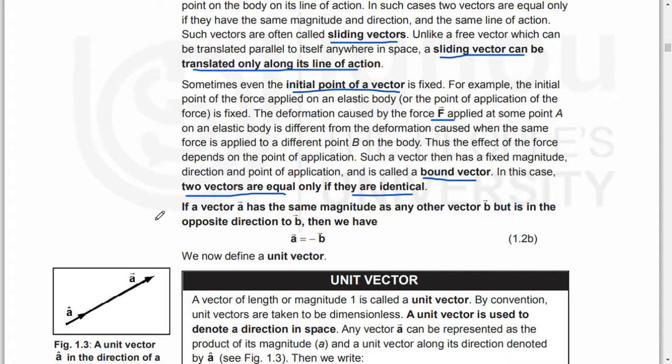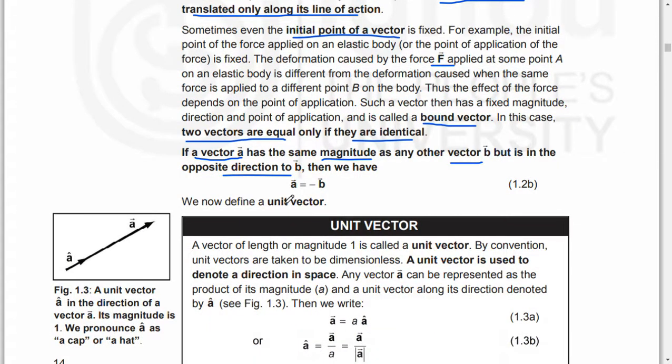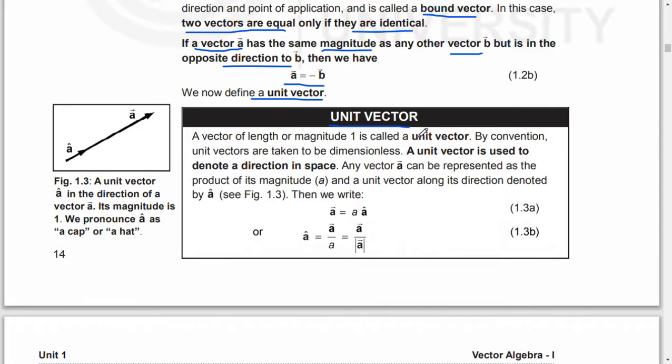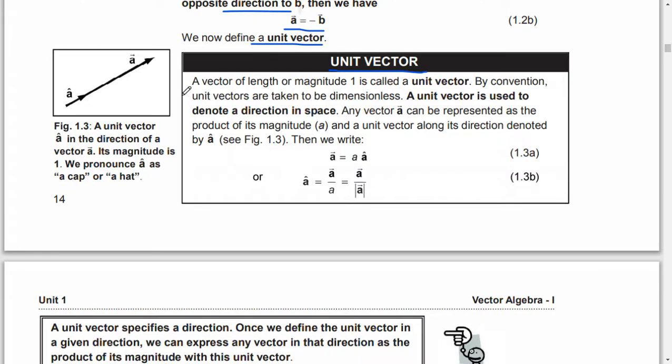If a vector A has the same magnitude as another vector B but is in the opposite direction to B vector, then we have A vector equal to minus B vector. We now define a unit vector. A vector of length or magnitude 1 is called a unit vector. By convention, unit vectors are taken to be dimensionless. A unit vector is used to denote a direction in space.